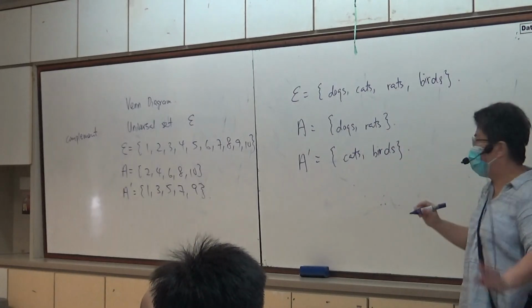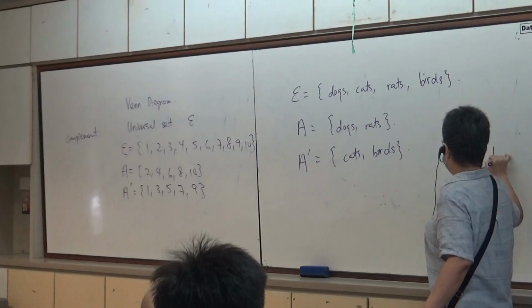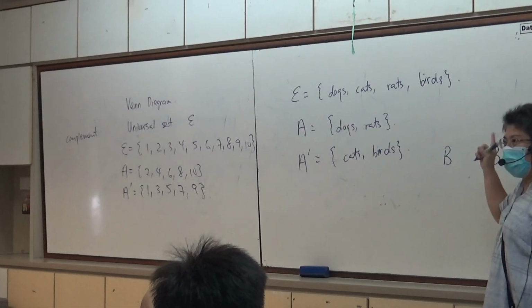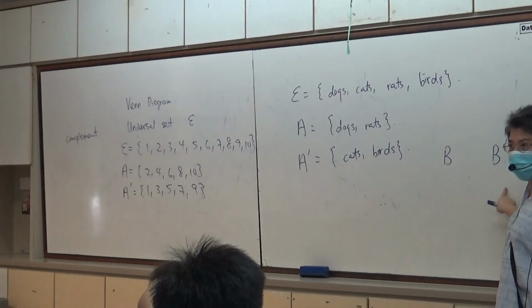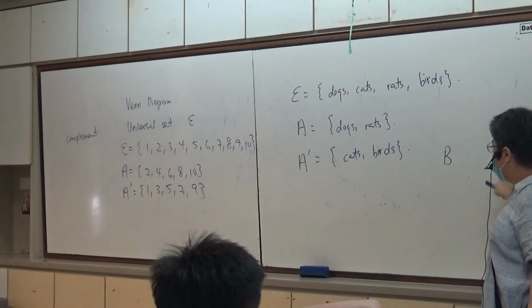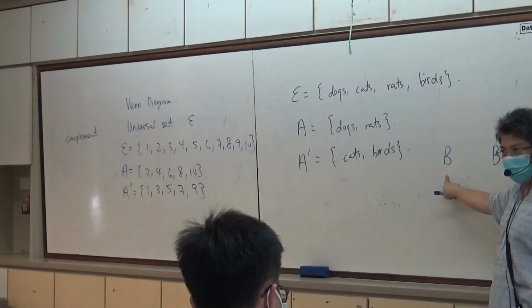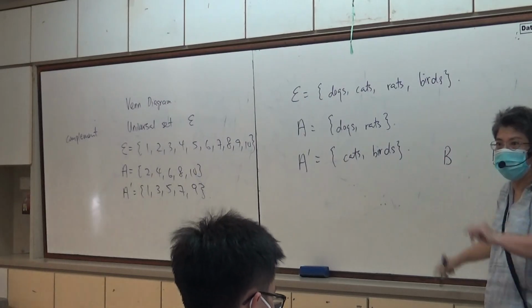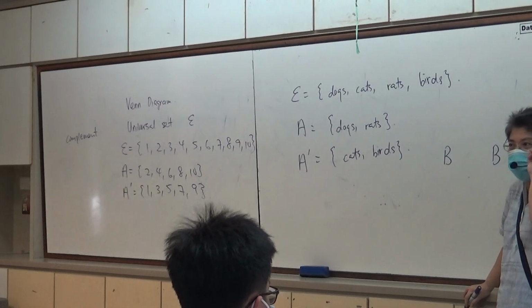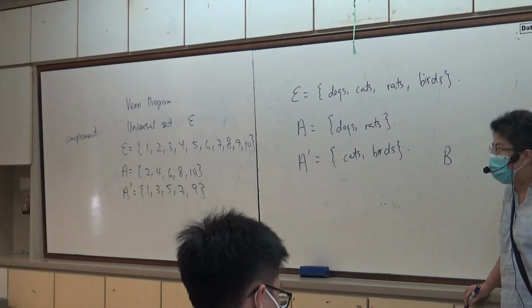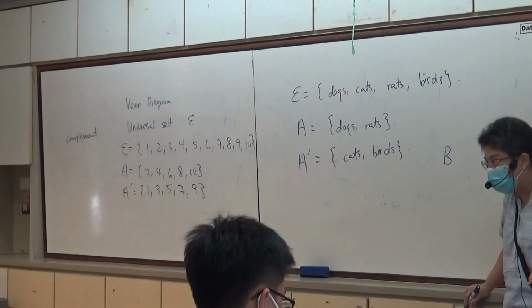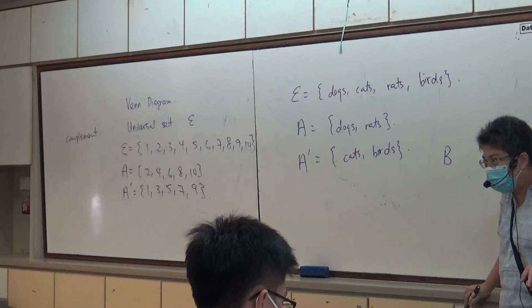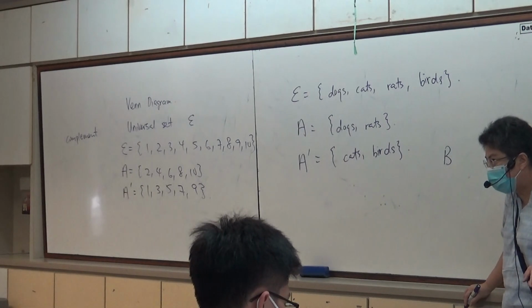So what does complement mean? That means if I have B and I have B complement, those that are in B cannot be in B complement. B complement means those elements that are not in B, but are in the universal set. That's why we must have the universal set as the boundary. Do you understand what I'm talking about? Everybody okay?